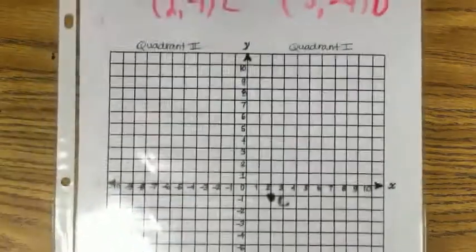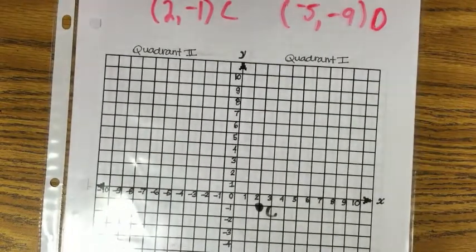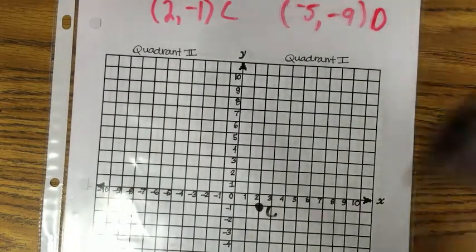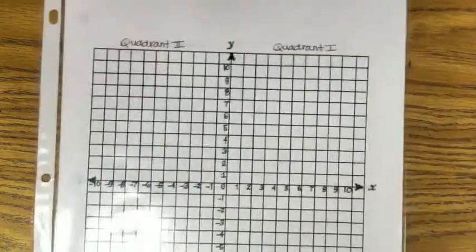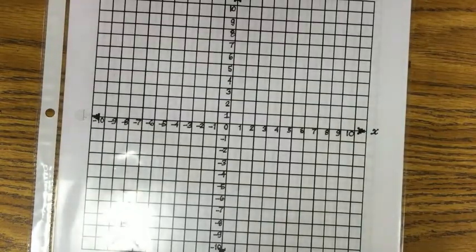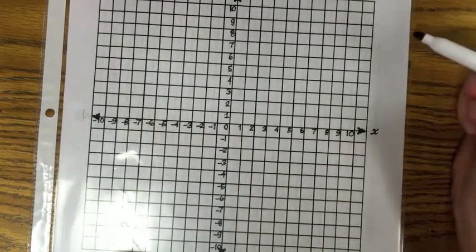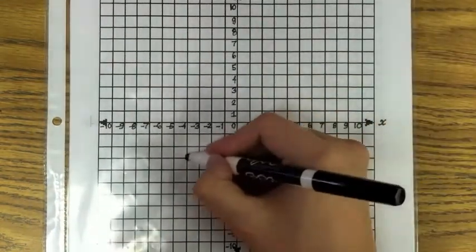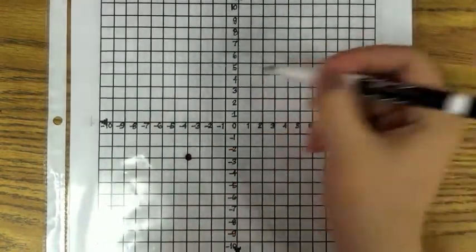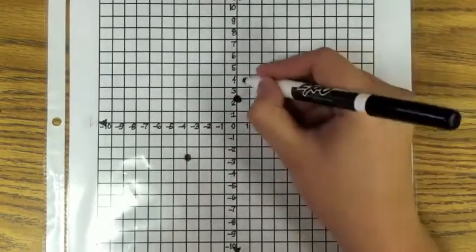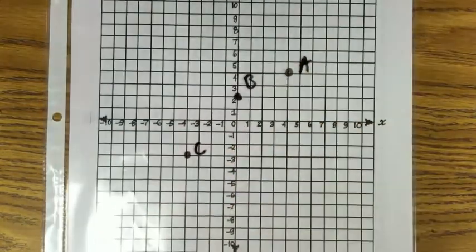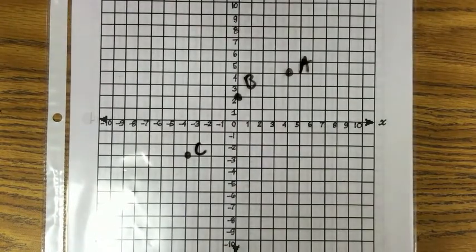All right, the last thing I wanted to do with you guys was now we're going to go backwards. I'm going to give you points. You're going to give me the coordinates. So let's put some random points on here. How about right here, and right here. This is A, B, and C. So we're going to figure out where these are located.